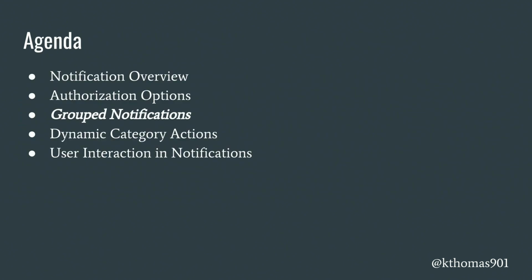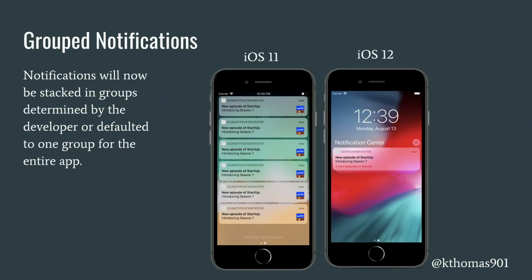Okay, so those are authorization options. Now we're going to get more into some of the cooler features that are coming to iOS 12. First, we have group notifications. I'm personally really excited about group notifications because they're going to make the notification center look much cleaner.